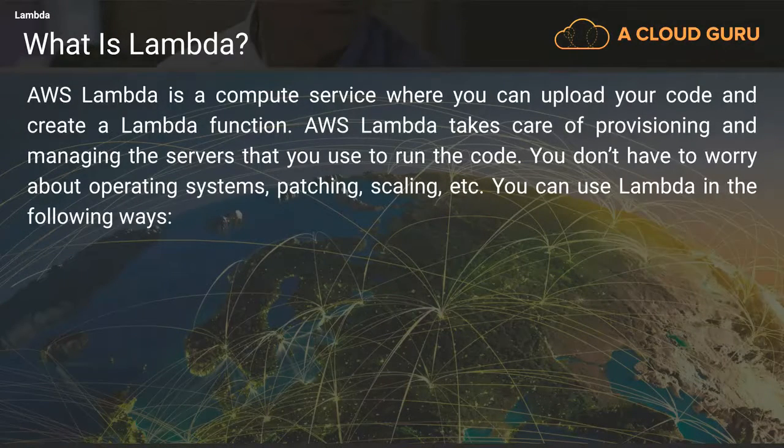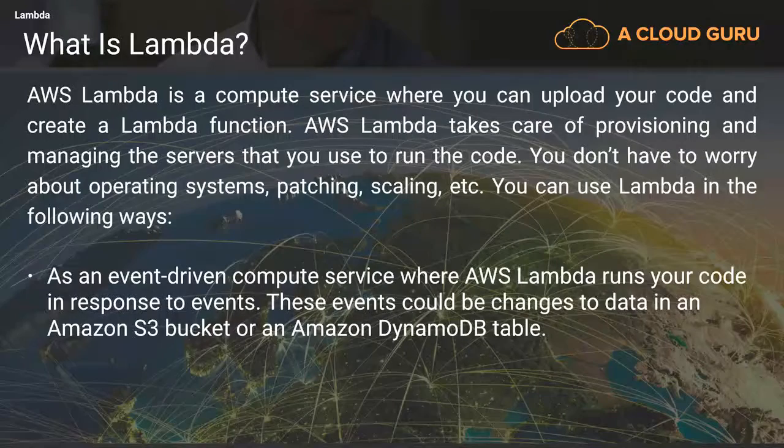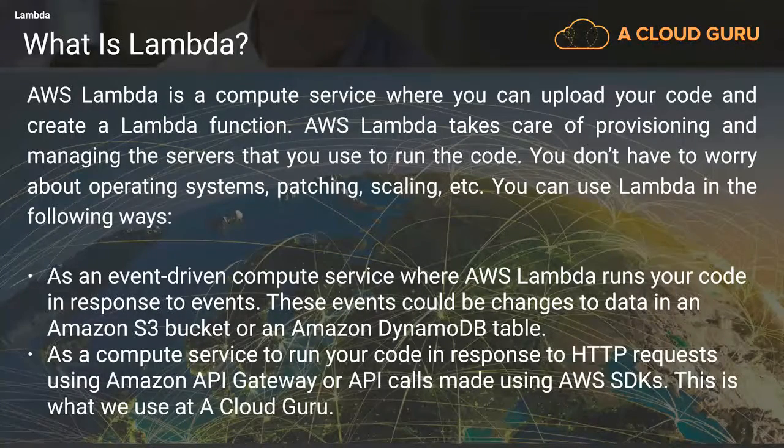So what is Lambda? Lambda is a compute service where you can upload your code and create Lambda functions. It basically takes care of the provisioning and managing of servers that you use to run your code. You don't have to worry about operating systems, patching, scaling, etc. And you can use Lambda in the following ways. So you can have it as an event-driven compute service where Lambda runs your code in response to events. We saw that with the Alexa skill. Whenever you said Alexa, that basically triggers a Lambda function, and we were able to get Alexa to read out all of our notes that we made using the serverless website that uses Polly.